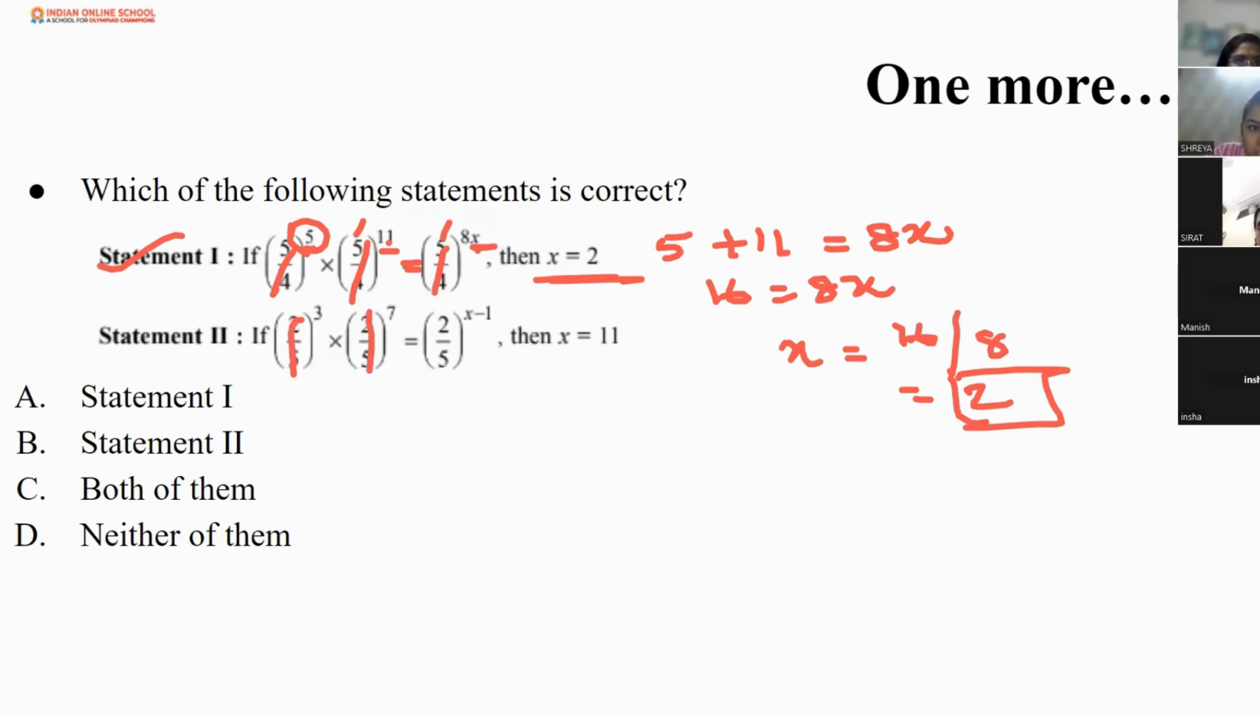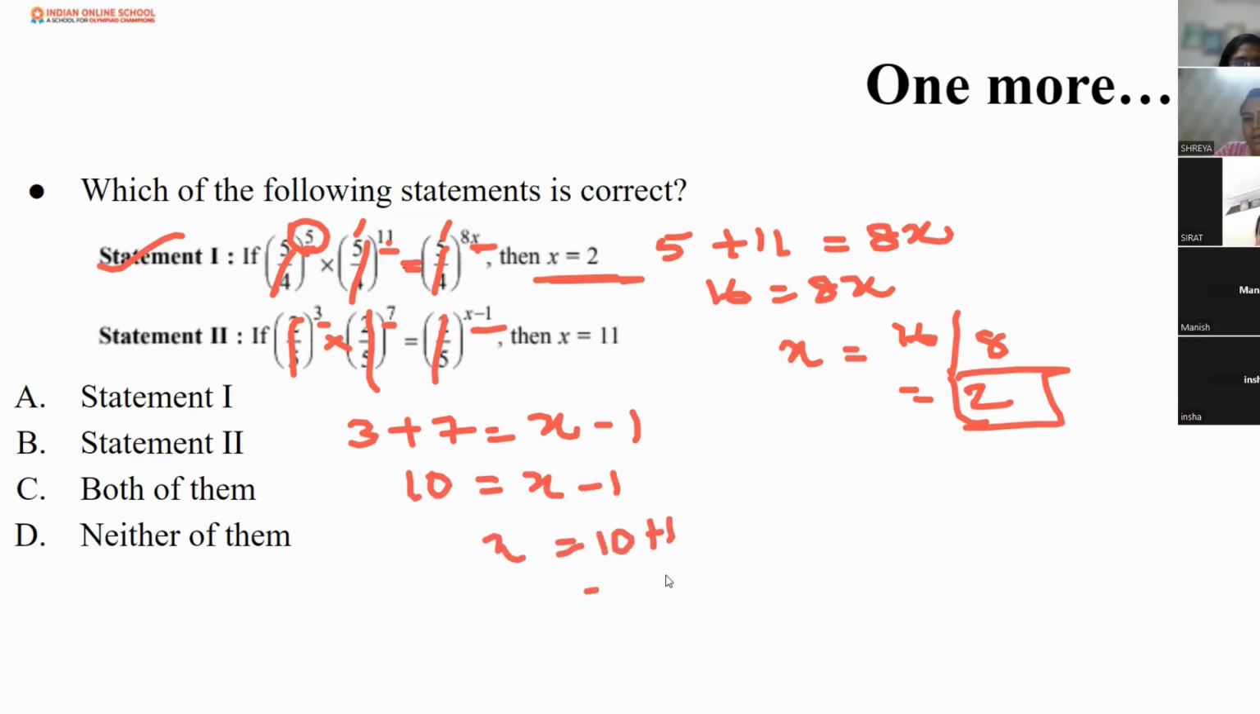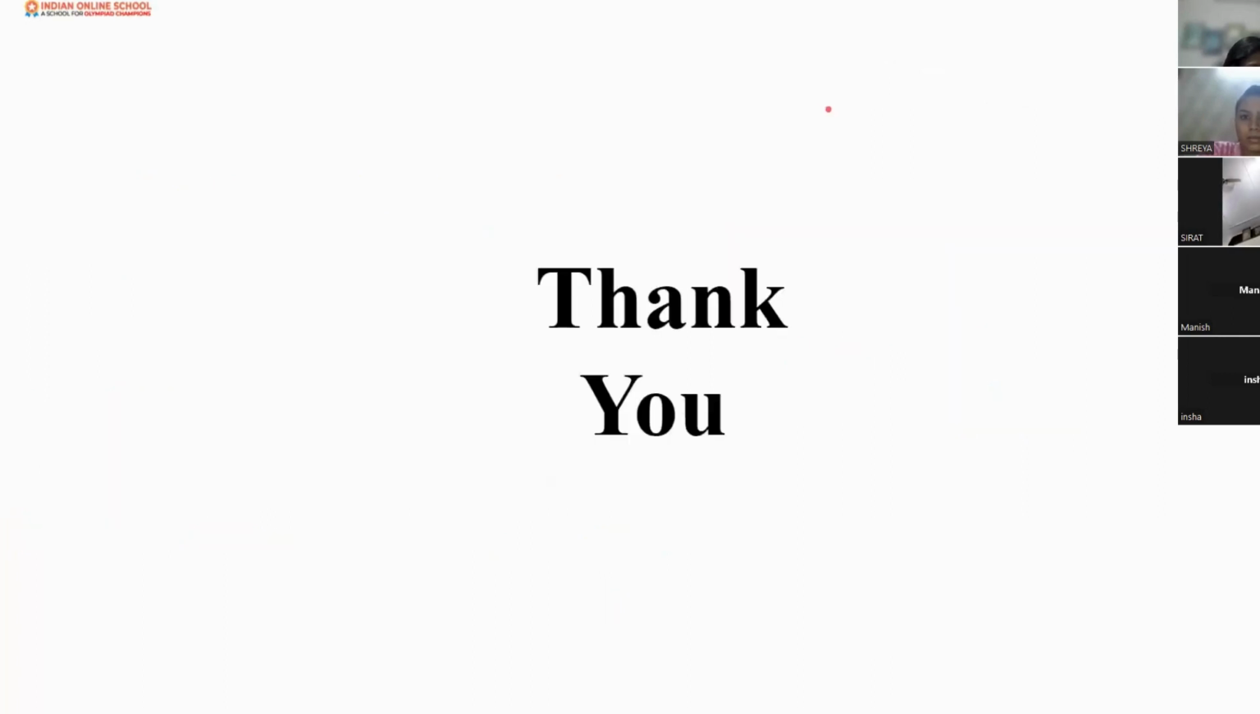Similarly, over here also the bases are same. So you can ignore them. That leaves me with 3 plus 7 since it is under multiplication. 3 plus 7 is equal to x minus 1. So 10 is equal to x minus 1. So x is 10 plus 1, 11. Correct? So x is 11 over here also. That means both of them are correct. Right, all of you? Yes, ma'am. Okay.